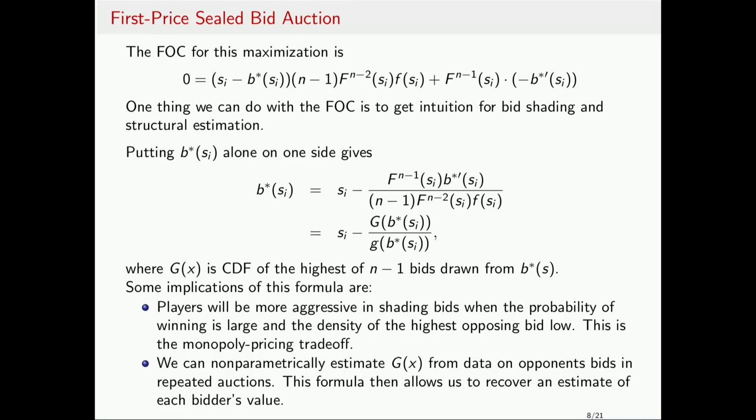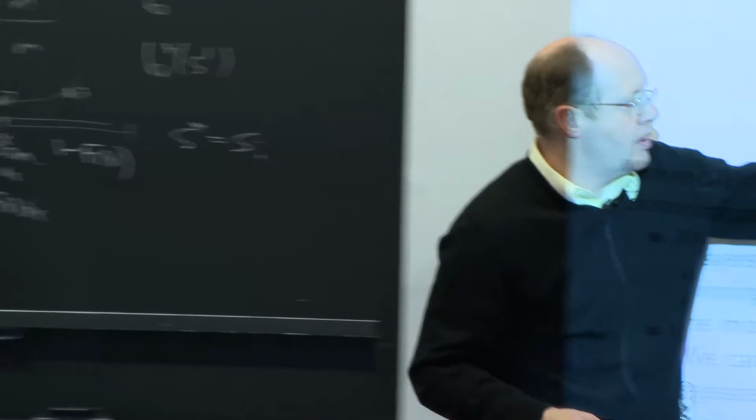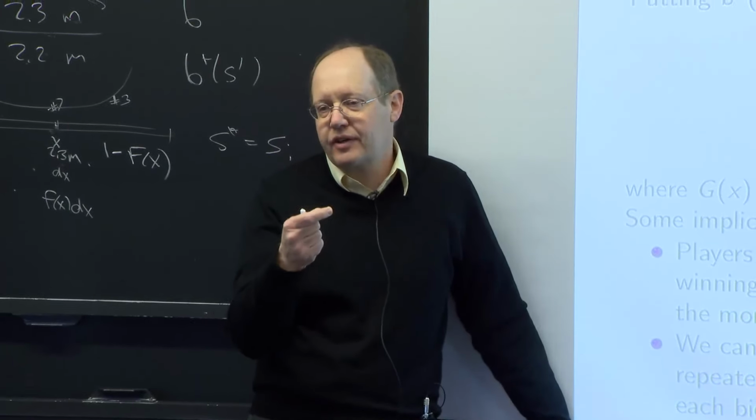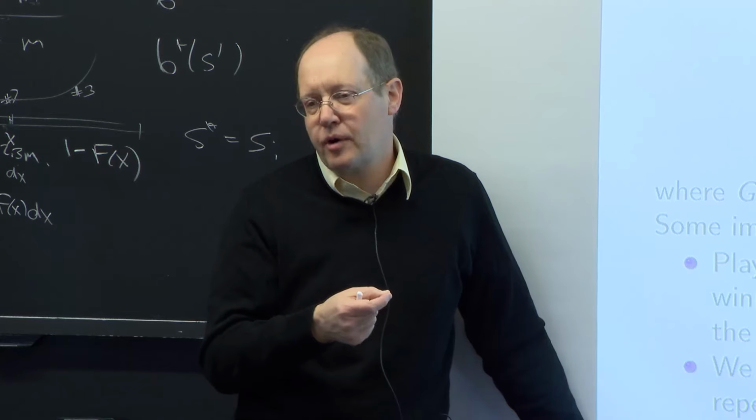Okay. So when do you shade your bids more? You're more aggressive in shading your bids if the probability of winning is higher and the density of the rival bid distribution is lower, because this is kind of like an inverse elasticity rule for markups. The more bidders there are who are bidding around almost exactly B star of SI, the more you don't want to shade your bid, because if you shade your bid, you're likely to lose. But if this density is low, then every extra bit of shading you do has very little impact on your probability of winning, there's very little demand elasticity, so then you shade more aggressively.